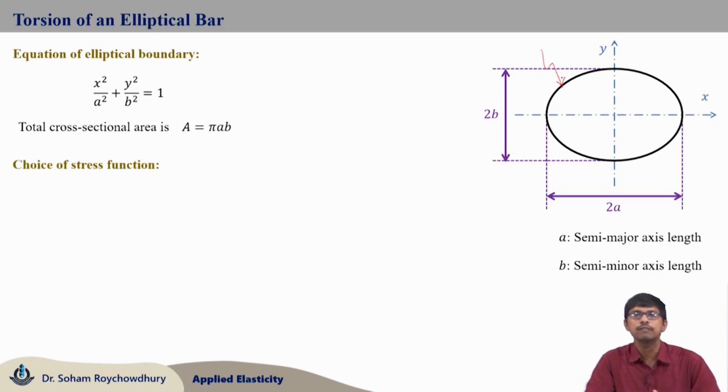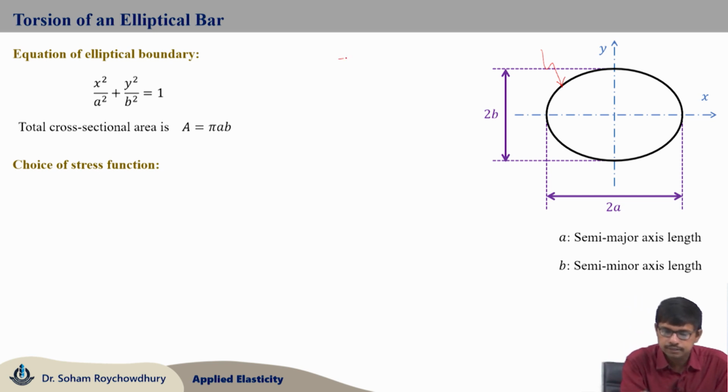Now we are going for our choice of stress function. What are the conditions the stress function phi should satisfy? Del 2 phi, or Laplacian of phi, is minus 2 G theta over the total domain. This is one condition. For all values of x and y, this should be satisfied, and phi equals 0 along the boundary.